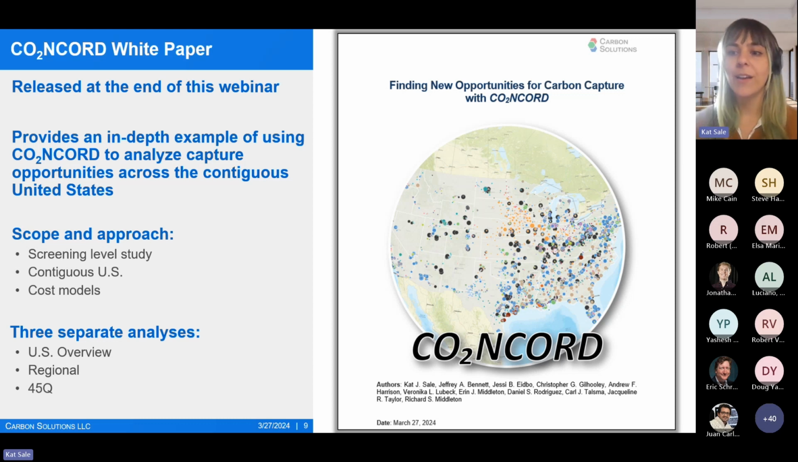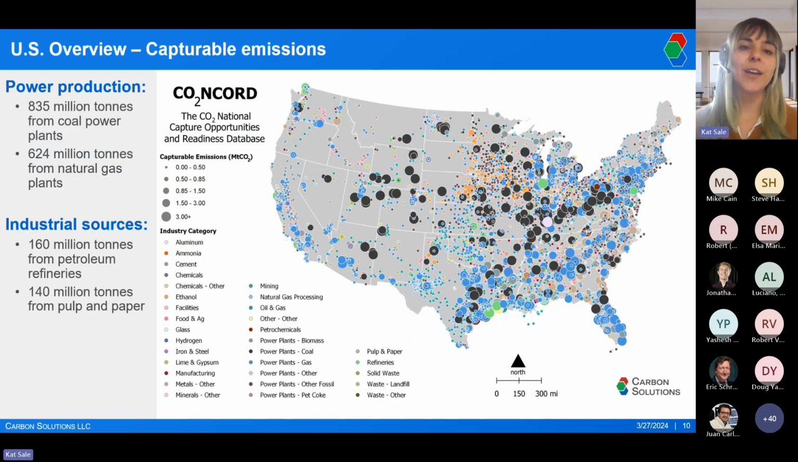I'll first talk about an overview of the entire US, and then we'll look at specific regional portions of the US, and then we'll look at sources that qualify for the 45Q tax credit. Okay, so to start, we can look at the capturable emissions across the US. And so here we can see that the US has a ton of different emission sources.